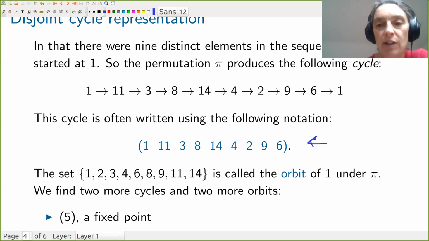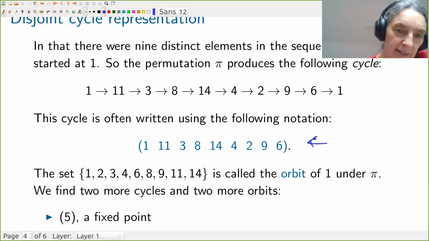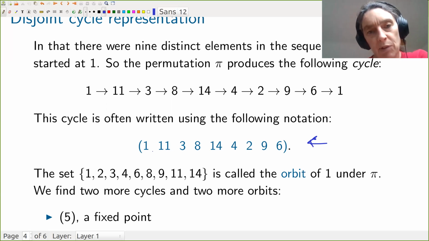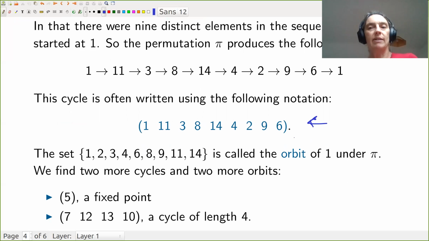It's a more compact notation for cycles. So it's just written in text as a list. There's no punctuation. It just goes 1 and then the image of 1, then the image of that, and so on. And then when it's ready to loop back to 1, you just close the brackets here, and that's read as the permutation that takes 1 to 11 to 3 to 8 to 14 to 4 to 2 to 9 to 6 and back to 1. Okay, so this is nothing but notation. There are no new concepts in it, but it's a notation for writing a cycle.